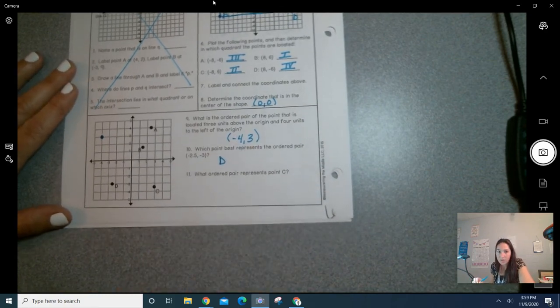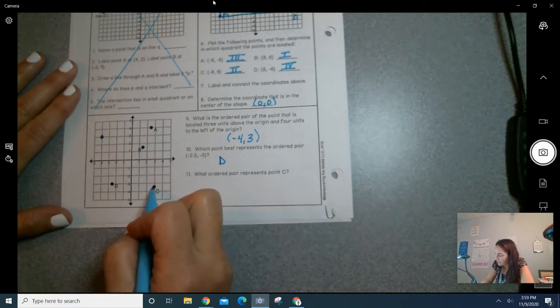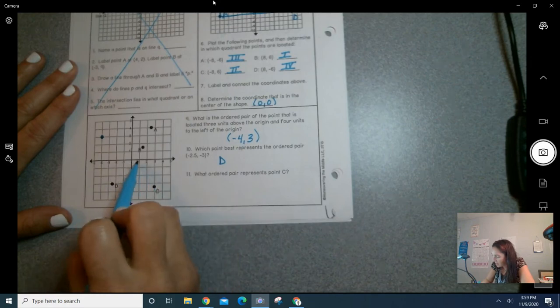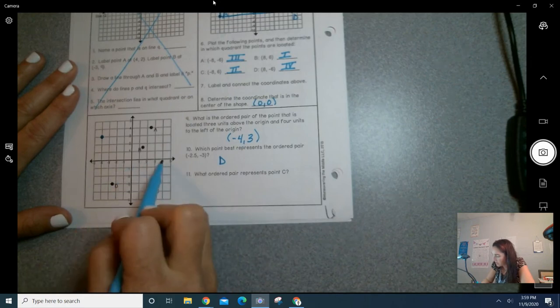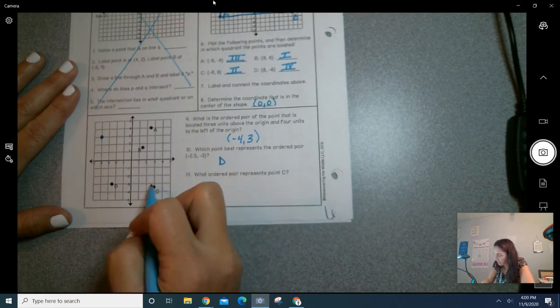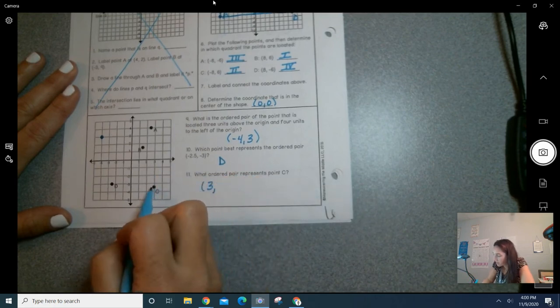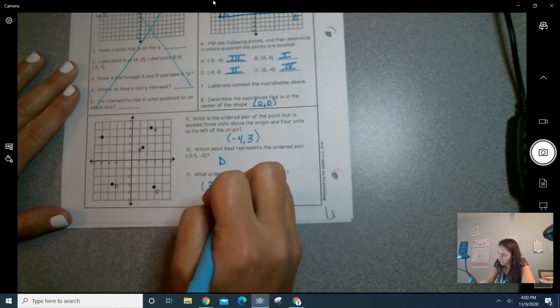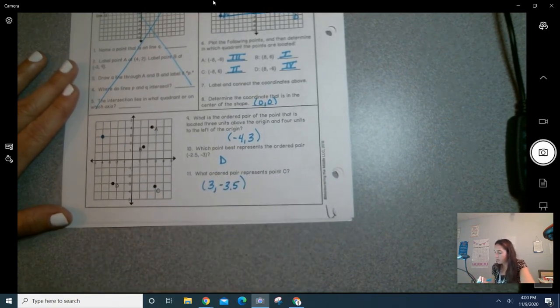Number 11 said, what ordered pair represents point C? Point C is going to be on the x-axis, or on the horizontal axis, you are at 3. And then on the vertical axis, we are at -3.5. So the ordered pair for the point C is 3, -3.5.